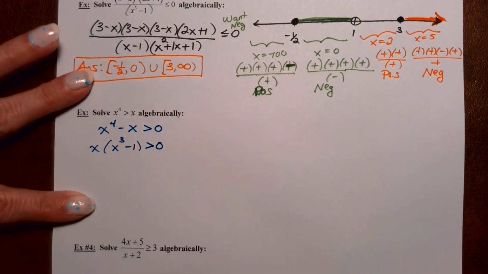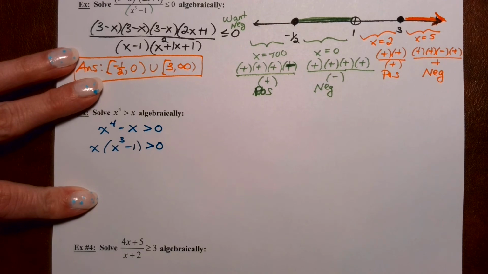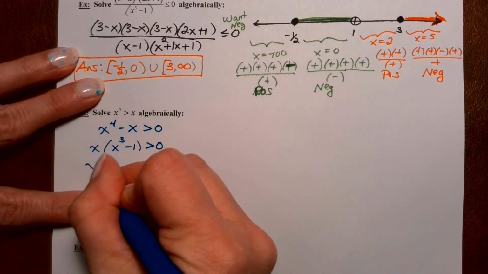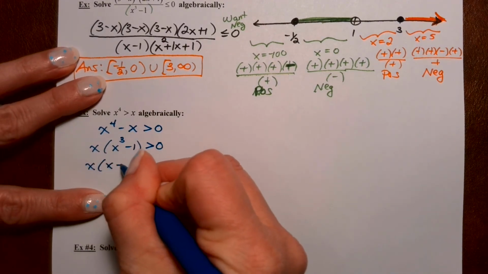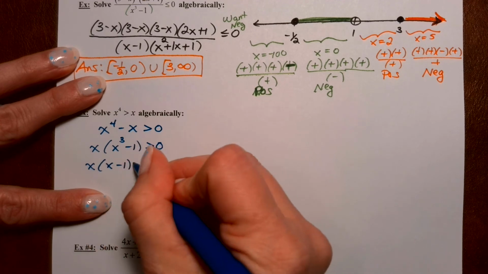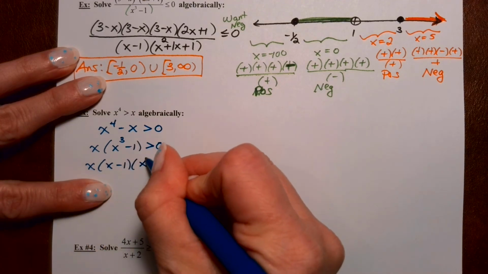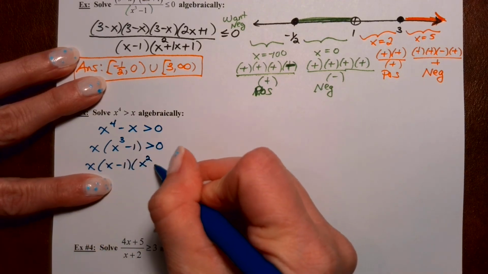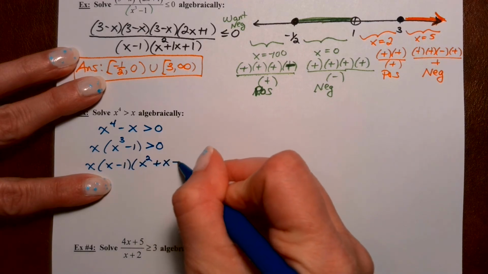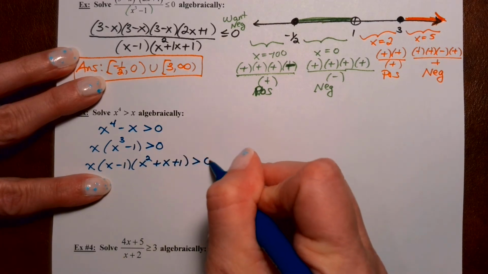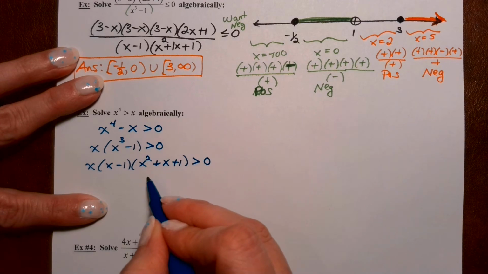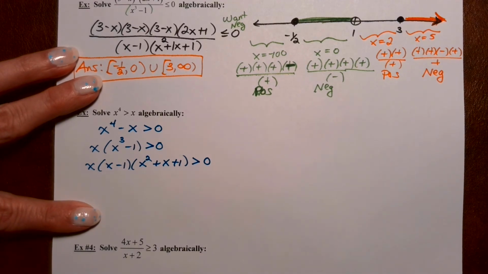Ooh, another difference of cubes. Okay, let's go ahead and factor further. We'll say x minus 1. We'll have to use SOAP on it: x squared plus x plus 1. Okay, how does this factor? It doesn't. It doesn't factor.